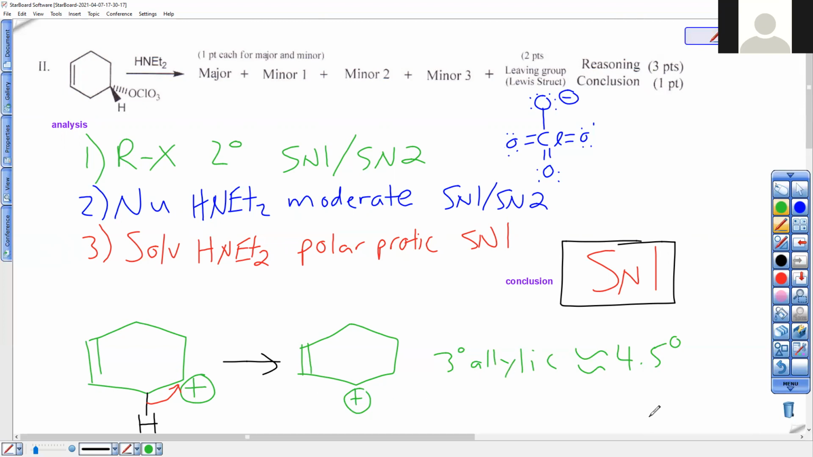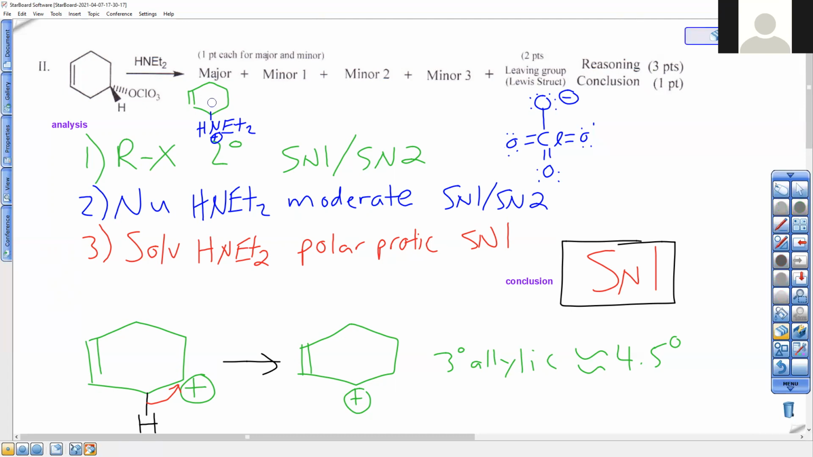Tertiary allylic 4.5. Yeah, so I'm loving this cation. My major product better have the nucleophile attached to this position. And that's what I'm going to draw up here. Major nucleophile there. The nucleophile was H bonded to N. It's blue. With 2 ethyls, that gives this thing a positive charge when it has 4 bonds. Those are very stable.